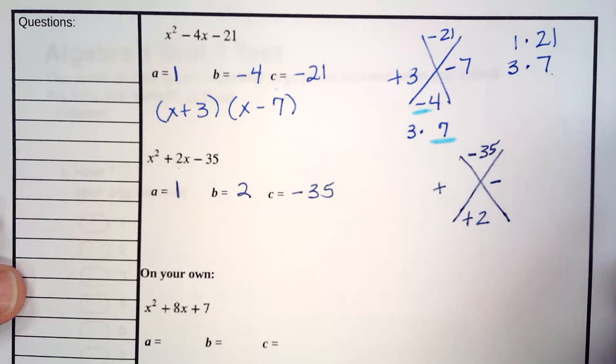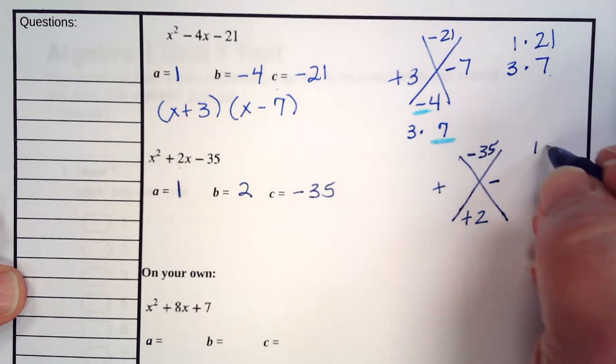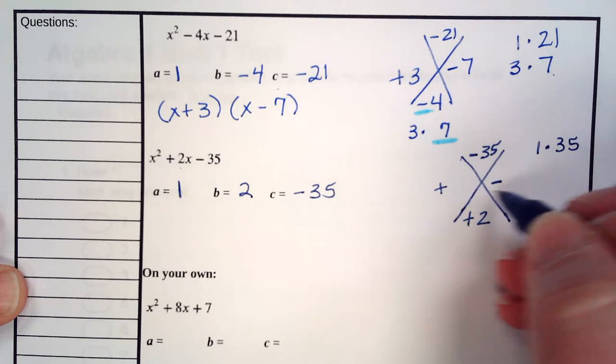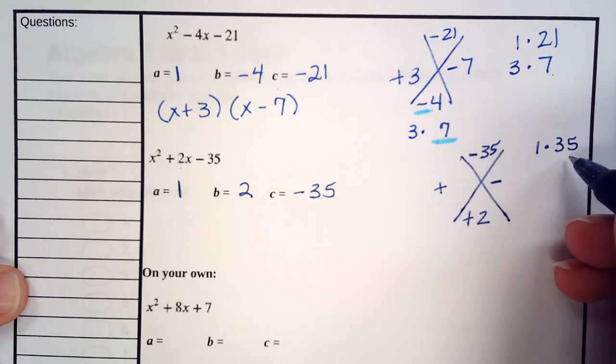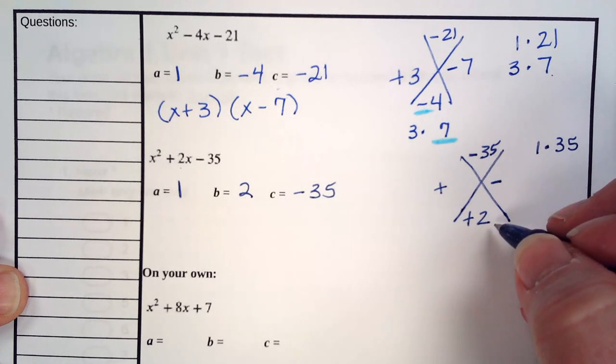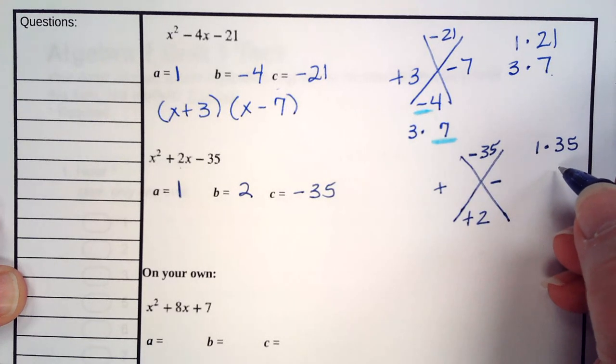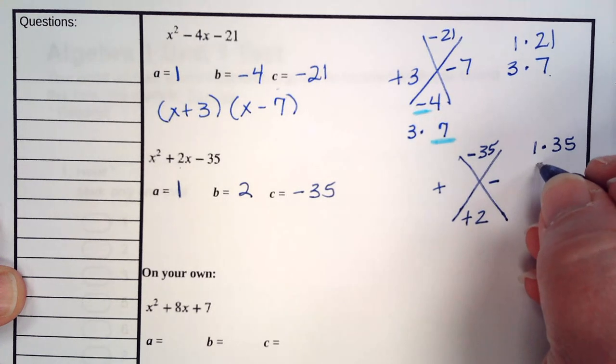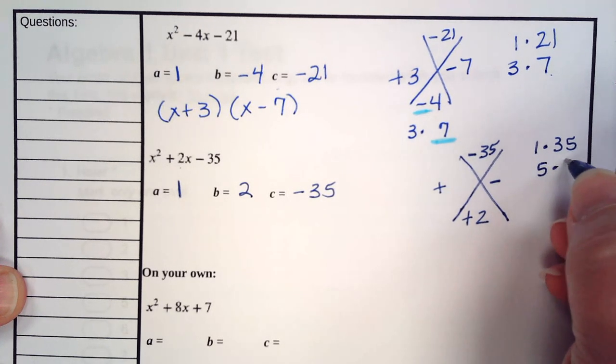What are my factors of 35? 1 times 35. I'm looking for my difference because I've got opposite signs here. 35 minus 1 is not 2. Okay, it's not divisible by 2, it's not divisible by 3 or 4. It is divisible by 5. 5 times 7.